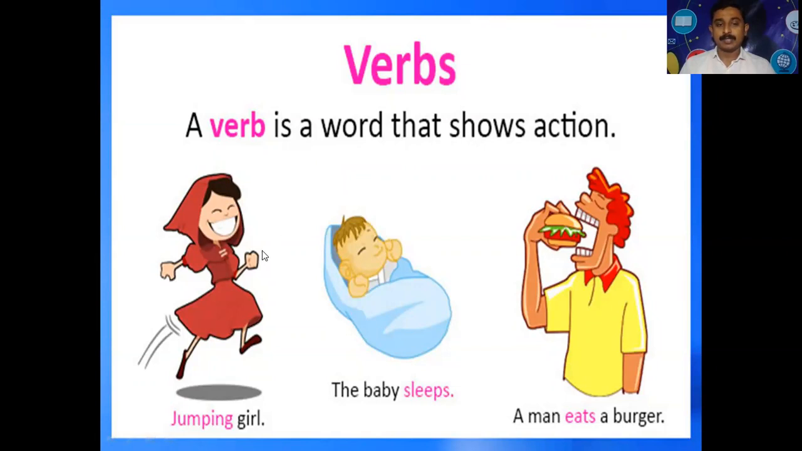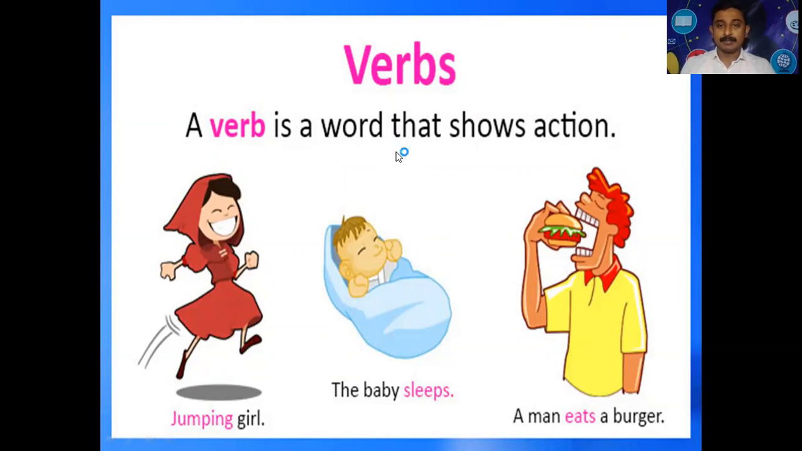Look at the examples. The girl is jumping. The baby sleeps. A man eats a burger. When you look at these examples, it's clear that they are all involved in some actions. Verb is a word that shows action.